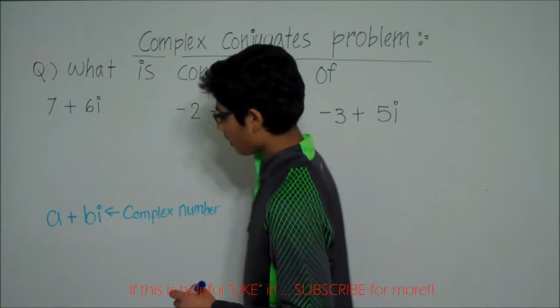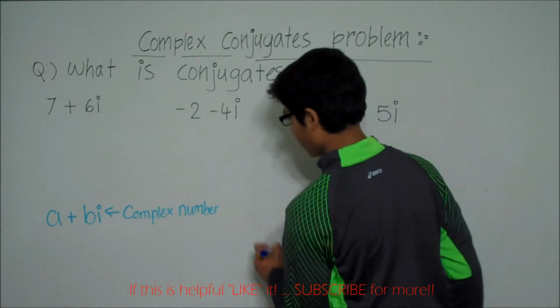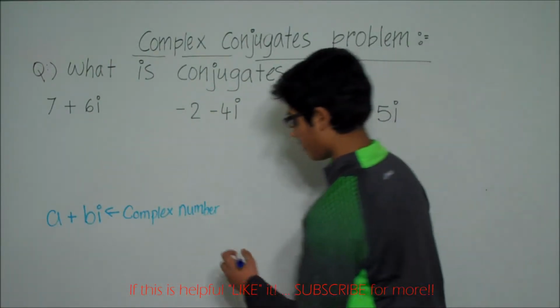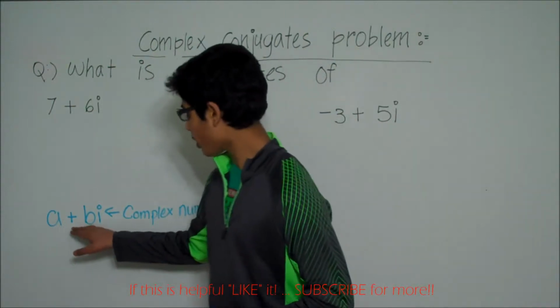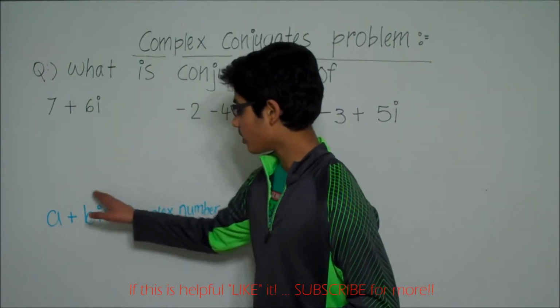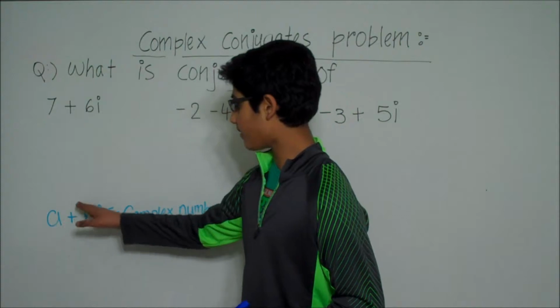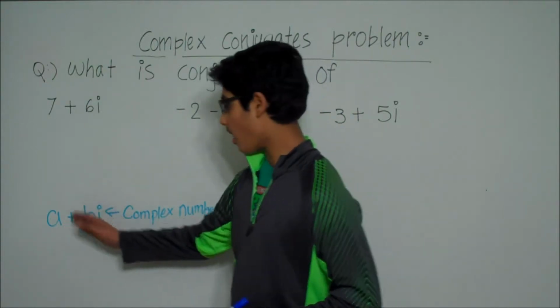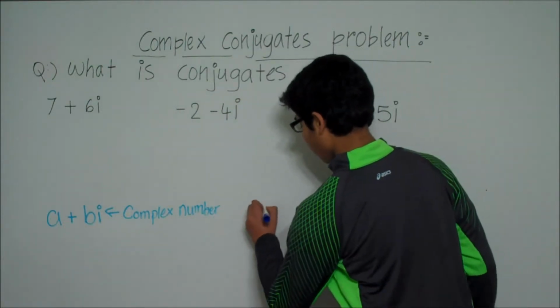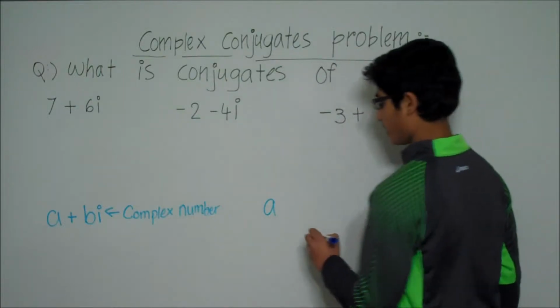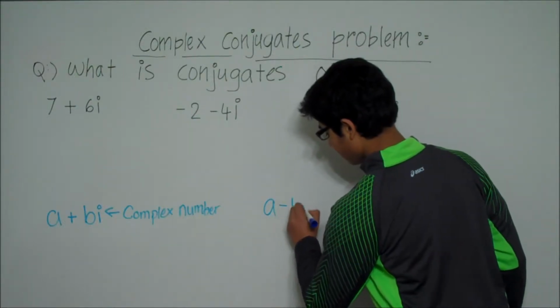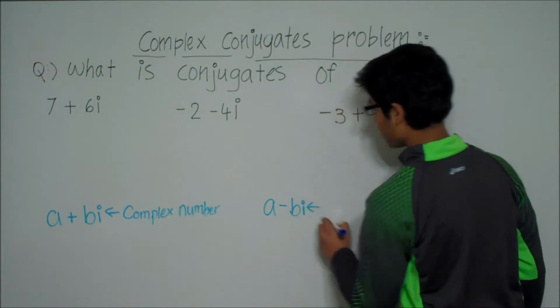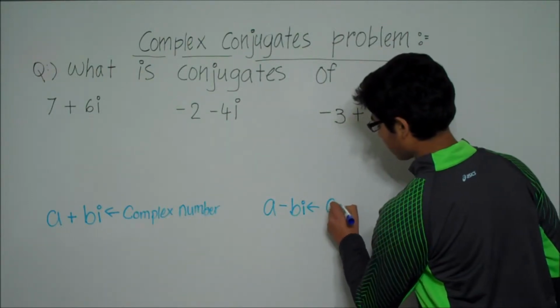So, the complex conjugate is the same thing as a complex number, except for the sign of the imaginary term is opposite. So, the form for a complex conjugate is a minus bi. So this is the form for a complex conjugate.